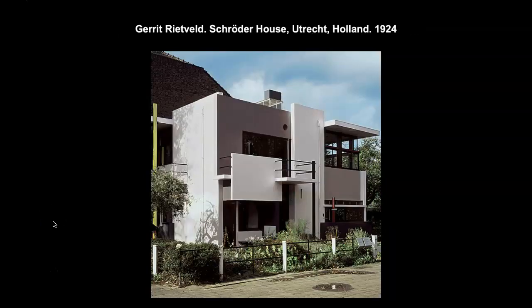This is Gerrit Rietveld's Schroeder house, the exterior. We have these blocks of color, or in this case, mainly whites and grays, but with these black lines intersecting. This was built onto an end of row houses. We have a Wright-influenced cantilevered roof coming on over here.